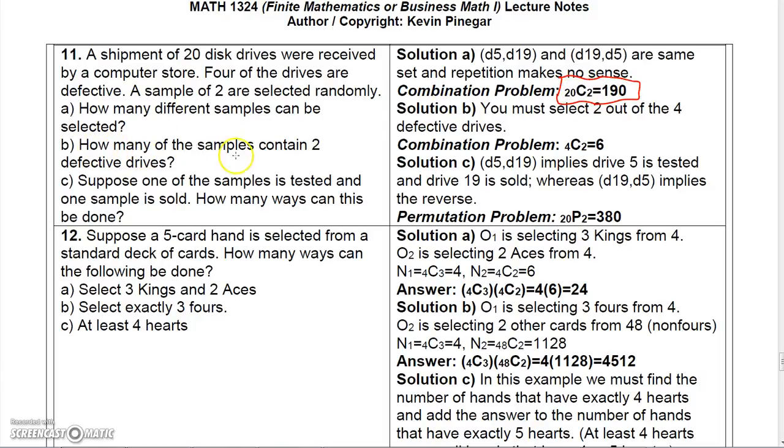Second one says how many of the samples contain 2 defective drives? Well, remember, these 2 defective drives can only be selected from the defective drives, and there's 4 defective drives. So you have to narrow the population from 20 down to 4 this time, so it's 4 choose 2, which is 6. And then if we were assigning each drive to a different position, like we're assigning one to be tested and one to be sold, that would force part A to be a permutation problem, because now the order matters, because we're assigning the drives to positions. So that would be 20P2.